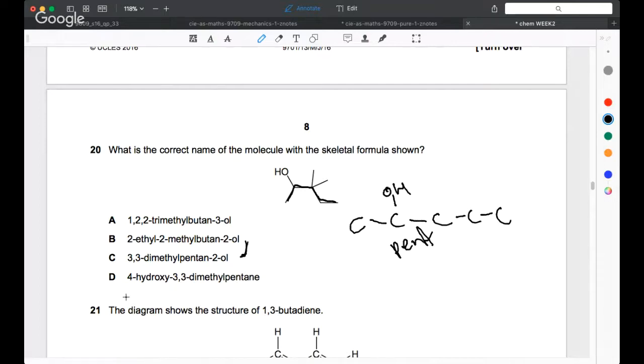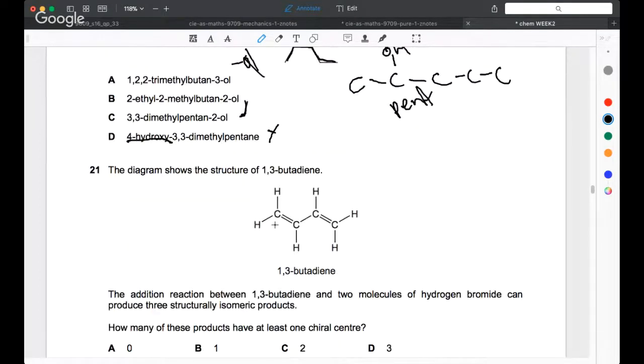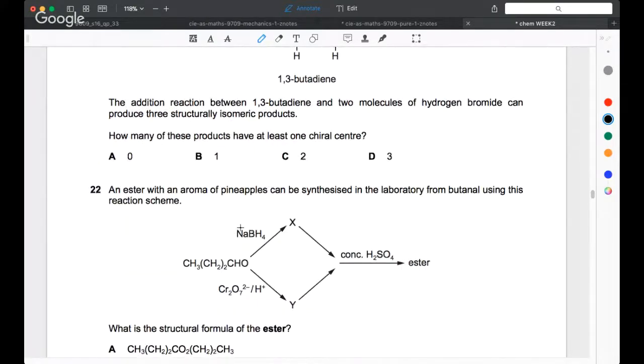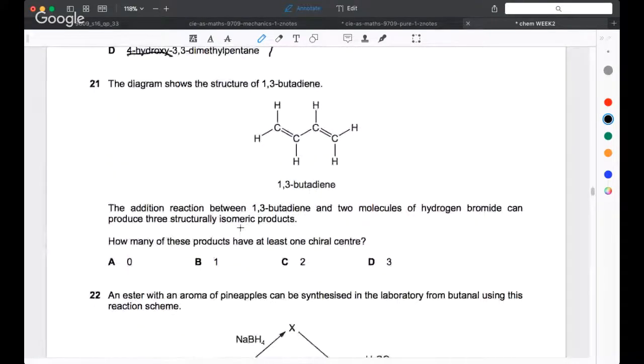So I don't know why you would put hydroxy and not ol, because it's an alcohol. So it's not that. So 21. Awesome. Nice.